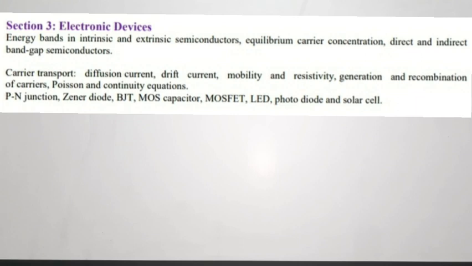Then the next one is PN junction. In that line, they are mentioning the devices: PN junction diode, Zener diode, BJT, MOS capacitor, MOSFET, LED, photodiode and solar cell. So all these are the devices you have to cover. That is all about the electronic devices subject.